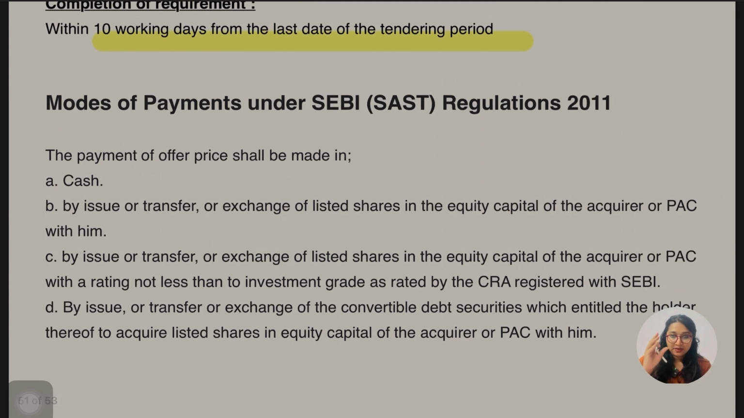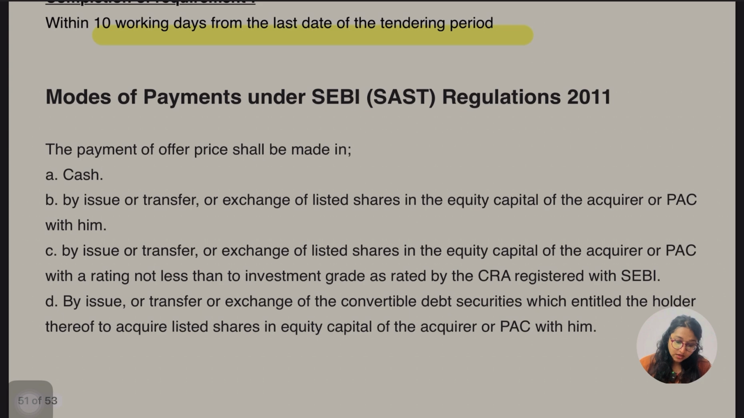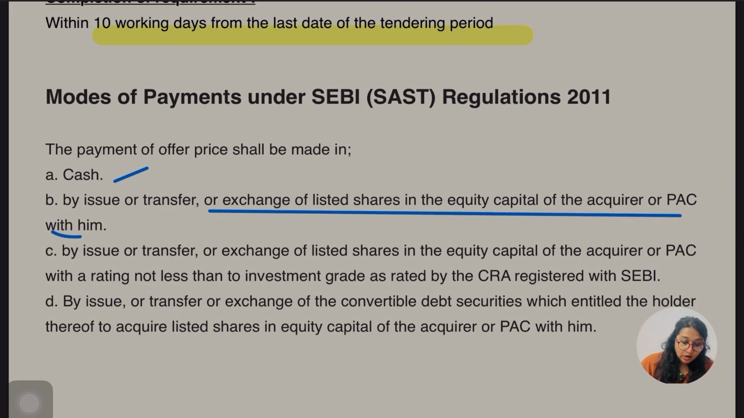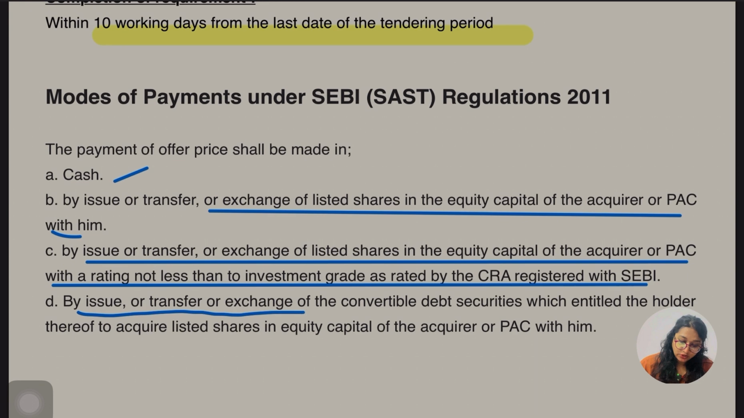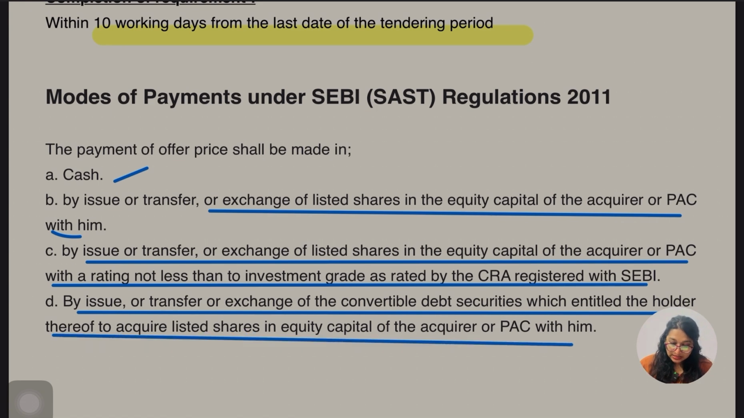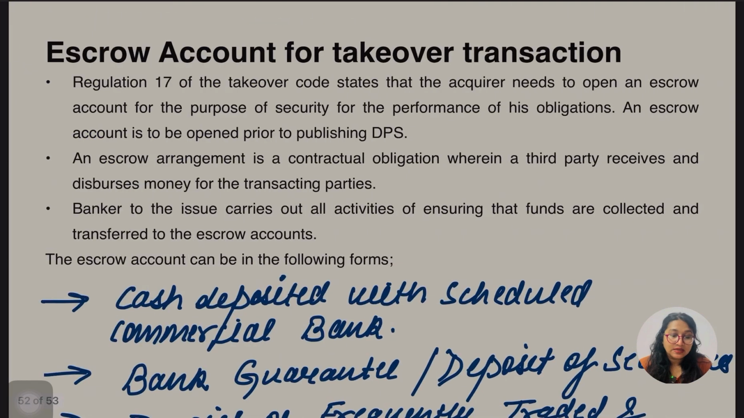Now let's go for modes of payment under SEBI. The offer price payment shall be made in cash, by issue, transfer or exchange of listed shares in the equity capital of the acquirer or PAC with him, with a rating not less than investment grade as rated by a CRA registered with SEBI. Then by issue, transfer or exchange of convertible debt securities which entitle the holder to acquire listed shares in the equity capital of the acquirer or PAC with him.